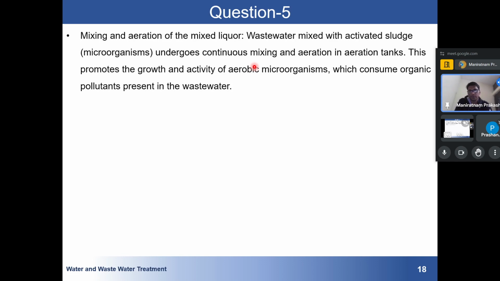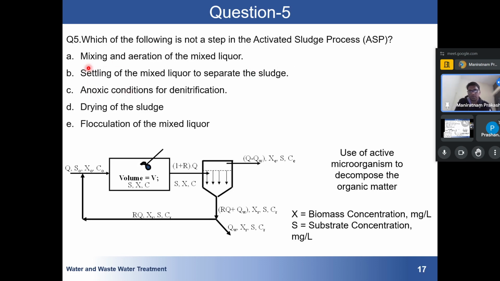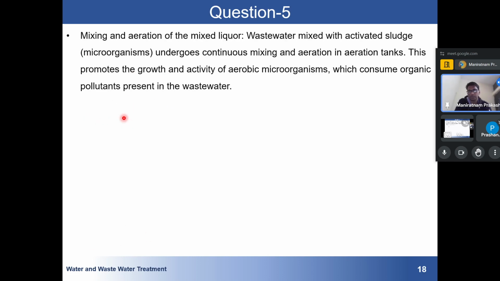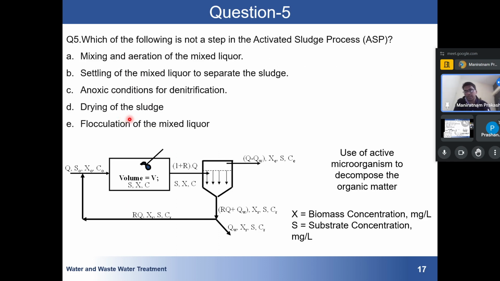So out of five options, I have already covered all of these; you can see they were part of this activated sludge process. Then comes the fourth option, that is drying of sludge. Remember what happened: sludge is produced, and the clean water is taken out from the topmost layer to another treatment unit. The sludge is passed to some other unit. So this is not part of the activated sludge process.